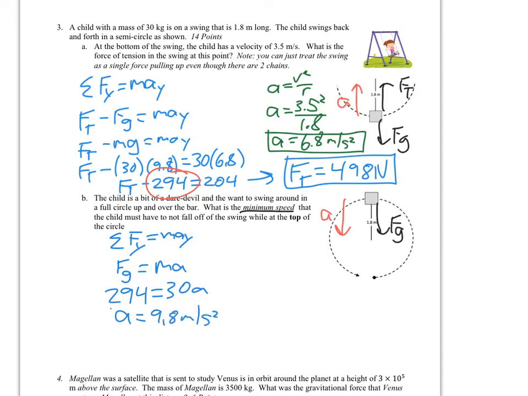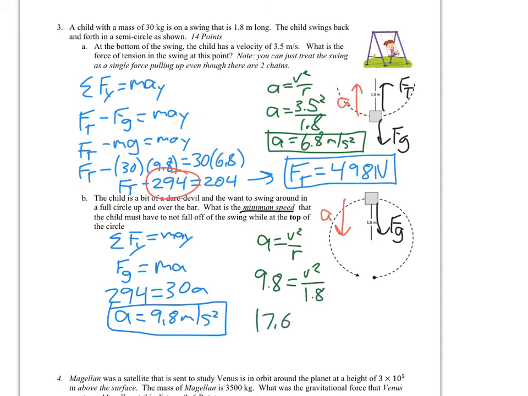And that makes sense because gravity is the only force acting on it. It should be in free fall, accelerating at 9.8 meters per second squared. Once we have that, we can use that acceleration now to solve for our velocity. It's no longer 3.5, but we can find it using a equals v squared over r. We multiply by 1.8 there, and so we get 17.64 equals v squared, which means when I take the square root, my velocity is 4.2 meters per second.